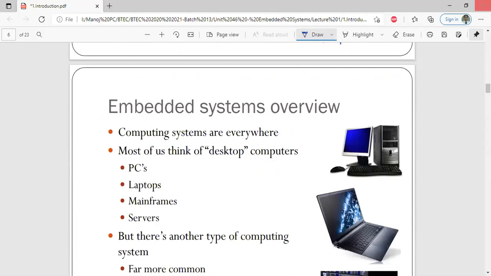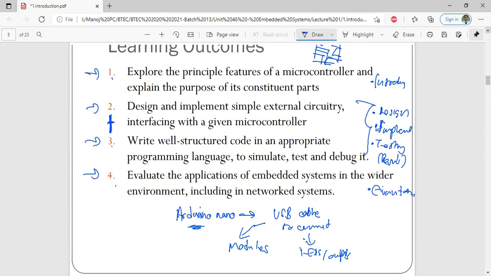Before moving to the next one, any questions? You can use the chat as well. Any questions?